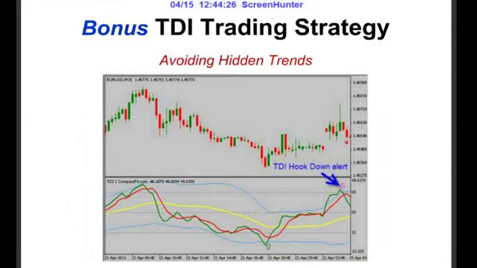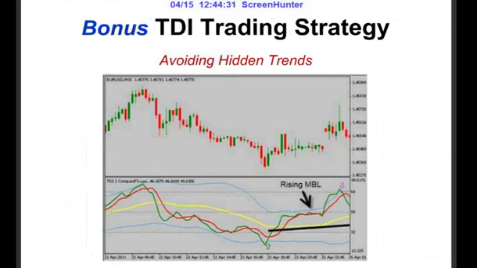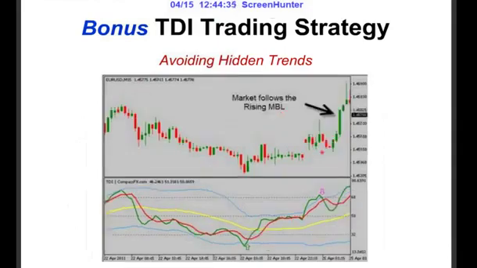There's the rising market baseline. And then take a look. 2 down. It didn't even come to the market baseline. The market just stopped and went up strong. This is a situation of avoiding the hidden trends.